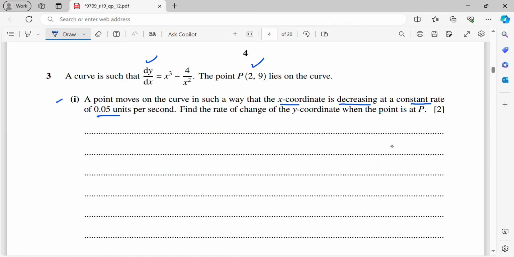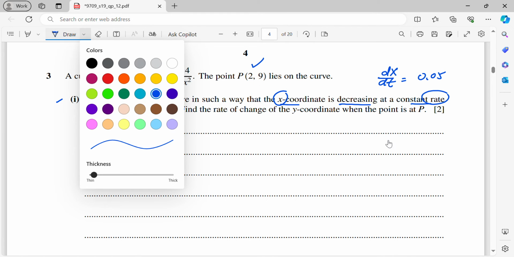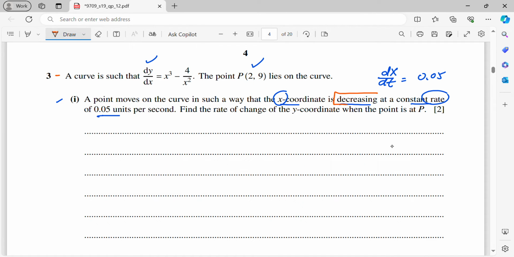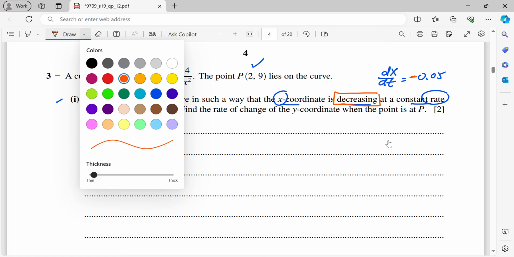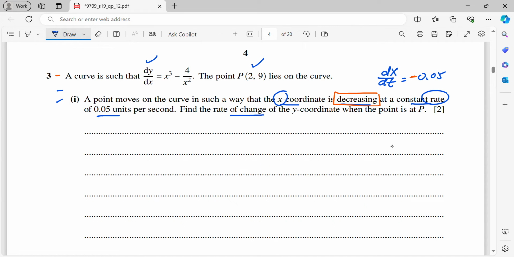Now, this means whenever you see rate, that is d over dt. And now this rate is referring to the x-coordinate, therefore dx/dt, and the value is 0.05. But now, be careful with this, it's mentioned decreasing. So when decreasing, that is a negative. Okay, there's a negative sign. But when you forget to write the negative sign, then it will be increasing. So now you need to calculate the rate of change of the y when the point is at P.